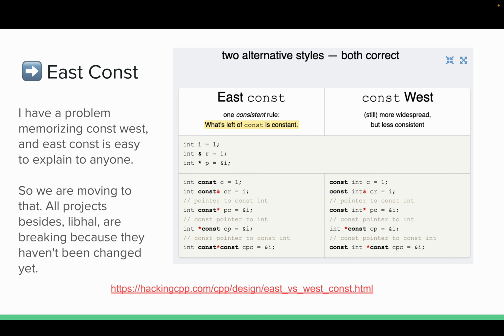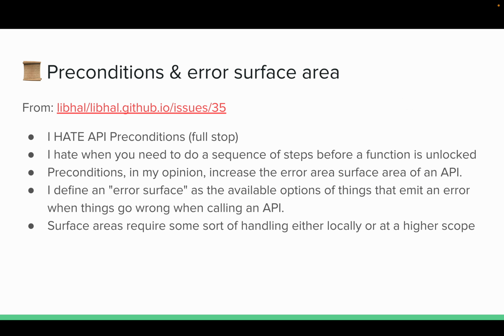So that's pretty much EastConst. Actually, are there any questions about this in particular? Cool. Next up, we have preconditions and error surface area.